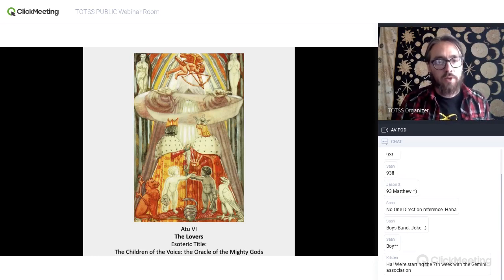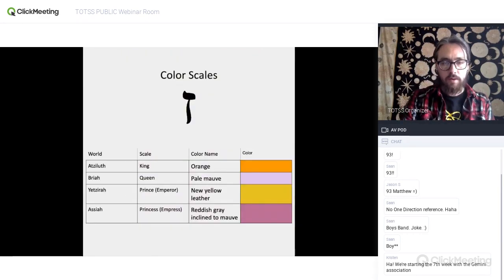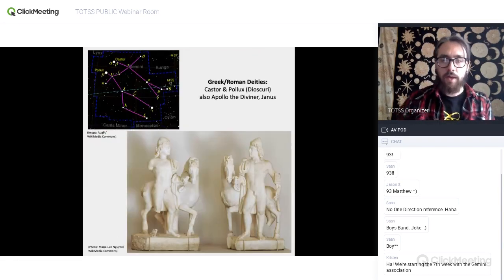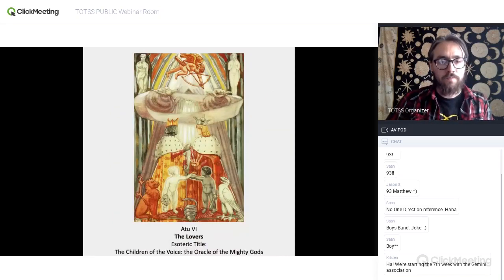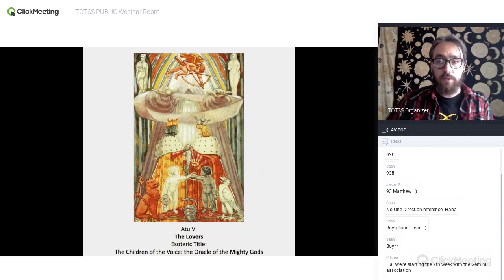This is a complex card. You can really see the color scales. Let me flip back to the color scales and just take a look at those colors for a second. Yeah, and there again, you can see a lot of those colors present here. You can see the gray and the mauve in the robes of the figure in the back. Now that figure in the back is basically the Hermit, who we'll talk about, I guess, next week. And so he appears here.